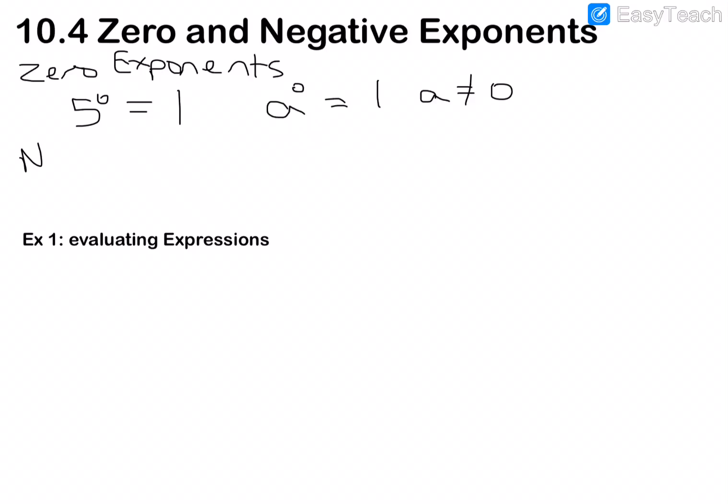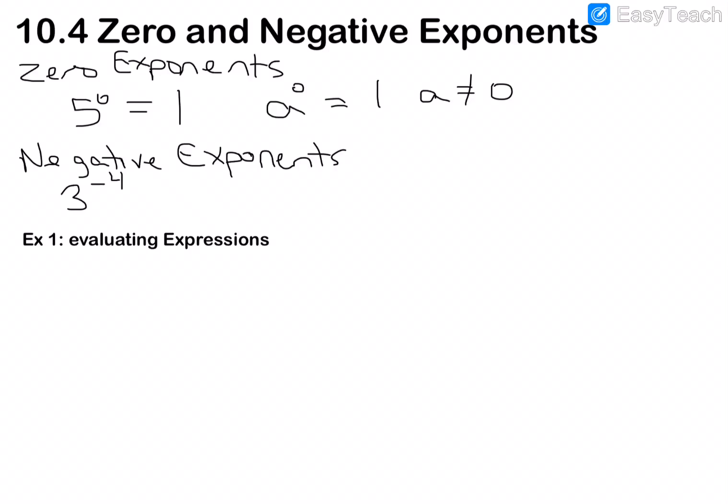Negative exponents, there's going to be 2 lessons on this because the negative exponents can get tricky. Okay, negative exponents. So for example, say I have 3 to the power of negative 4. You do not want your answers to have negative exponents. So you need to turn it into a positive exponent. And how you can do that is you take the reciprocal of the base and the exponent. Okay, so if you don't remember what reciprocal means, you flip it.